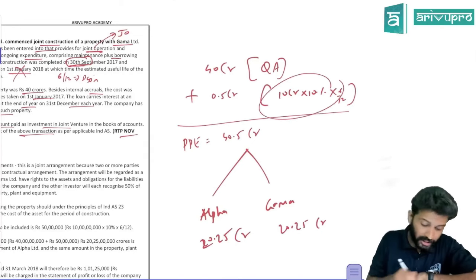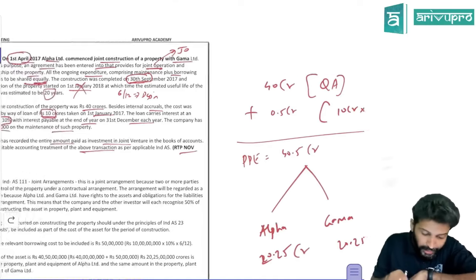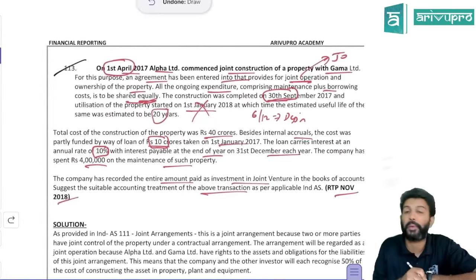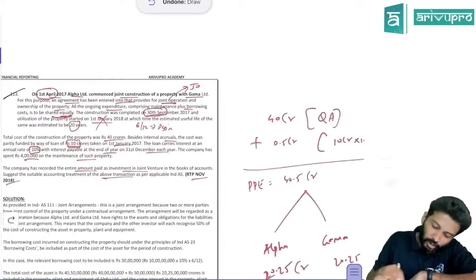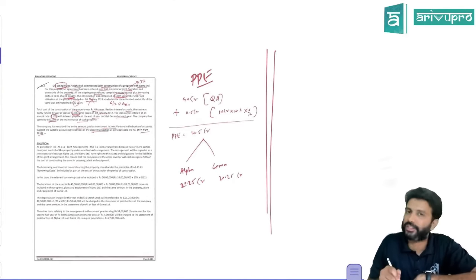Okay. So what about the next period's interest? The next 6 months' interest will be transferred to P&L account. What about maintenance expenditure? Maintenance expenditure also will go to P&L account. So this is the PPE to be recorded by the parties in the joint operation.